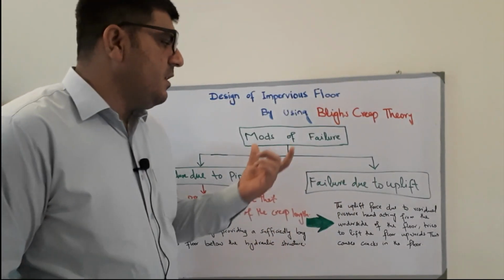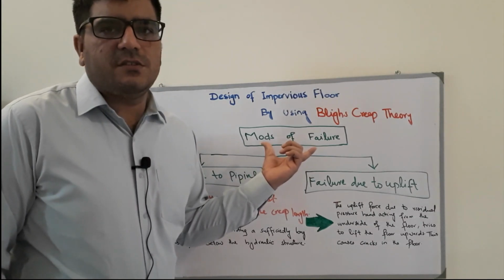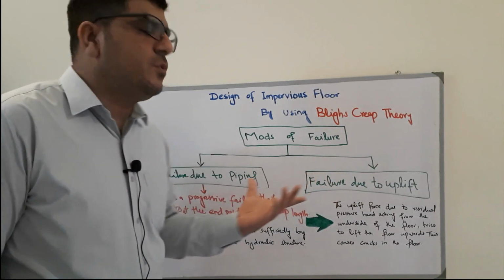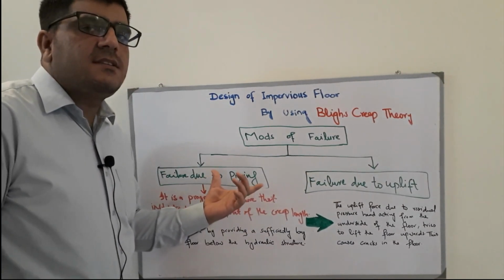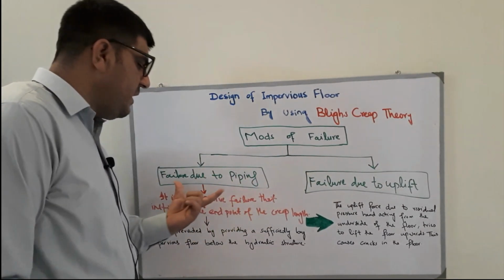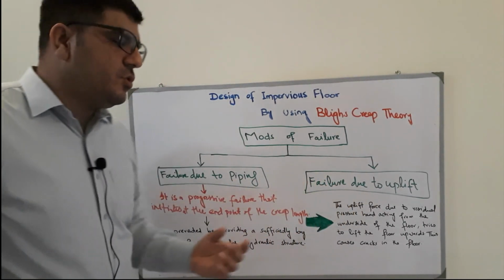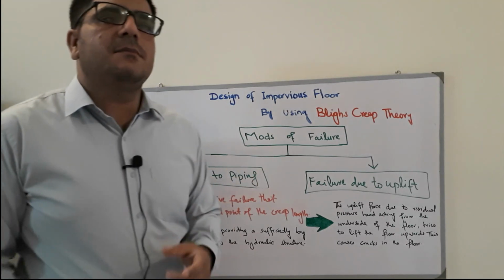Because when a hydraulic structure fails, there are some possible causes, and out of those possible causes, it mainly depends on failure due to piping and then failure due to uplift. So what exactly is piping?